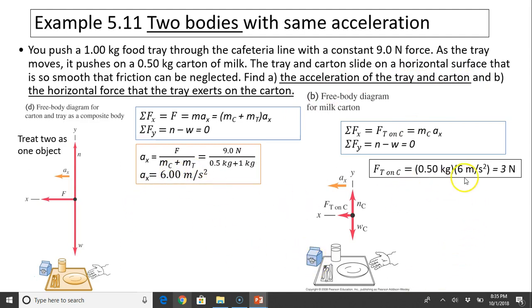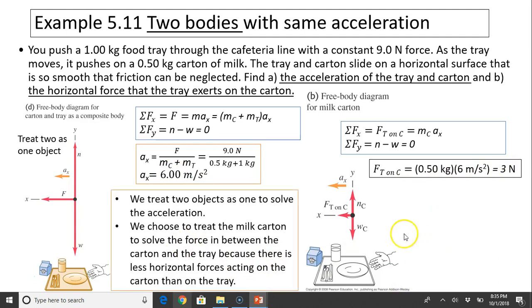So we get that, and we get the force. Let's see about the results. We treat two objects as one in order to solve for acceleration because the two objects have the same acceleration. We also choose to treat the milk carton to solve the force between them, because there is less horizontal force acting on the carton than on the tray.